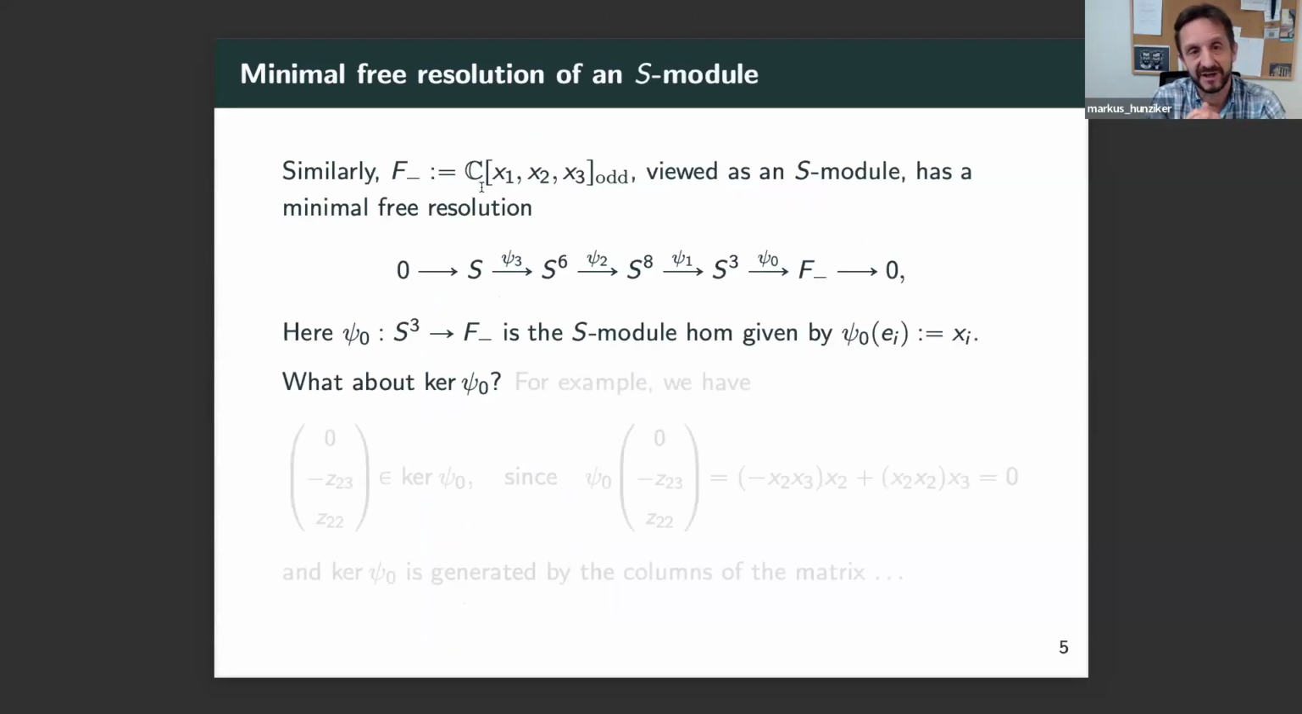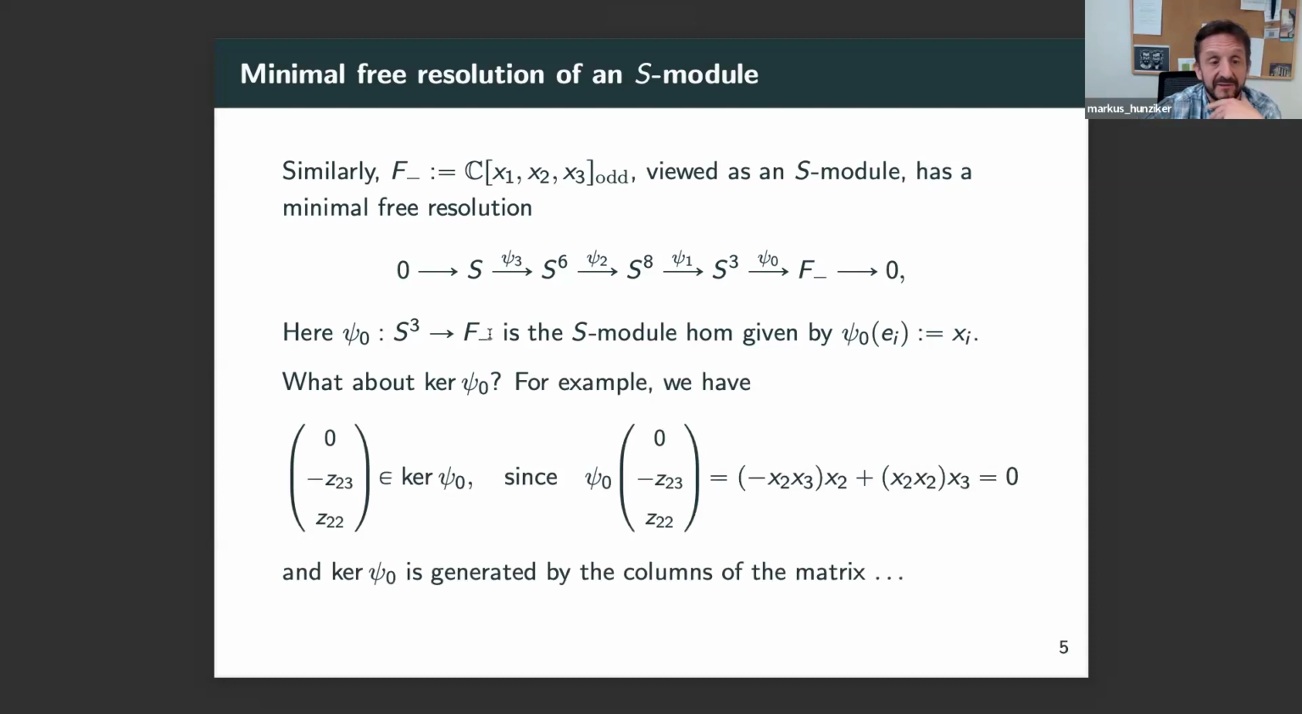What about the odd degree polynomials? Let's look at that. Now, the odd degree polynomials are, of course, not a ring, because if you multiply two odd polynomials, you get an even polynomial, but it's a module over the even degree polynomials. And you get again a minimal free resolution as an S module, where S is that polynomial ring with the z's. So here I send the i-th standard basis vector in S3 to the simplest odd polynomial, which is just one of the variables. And this is this map here from S3 to F minus. Again, this map is clearly surjective, but it's not injective. And you have, again, elements in the kernel.